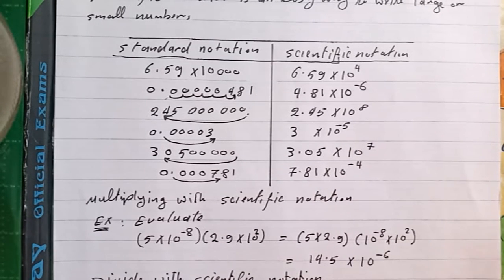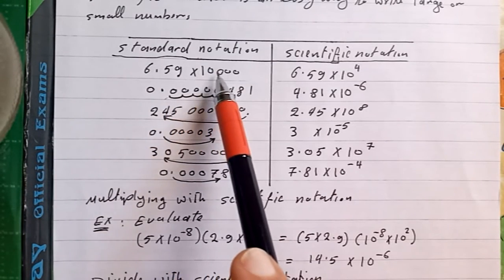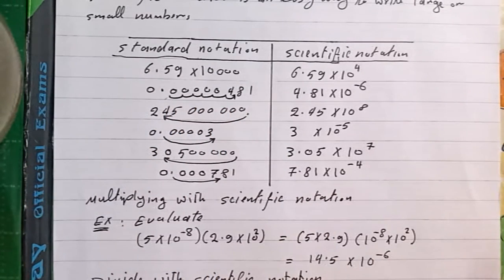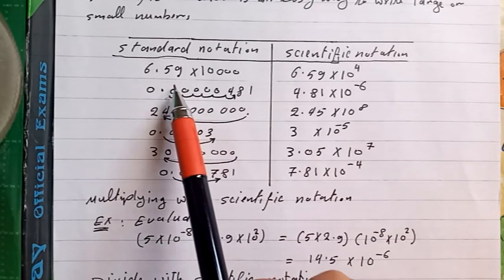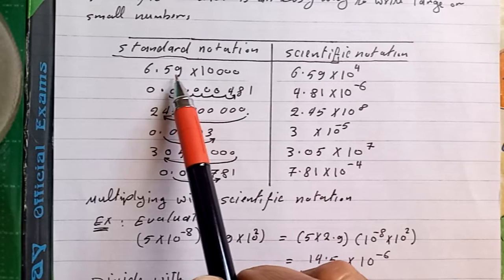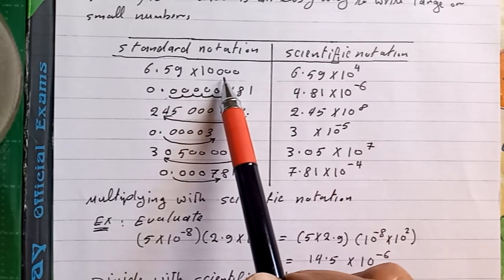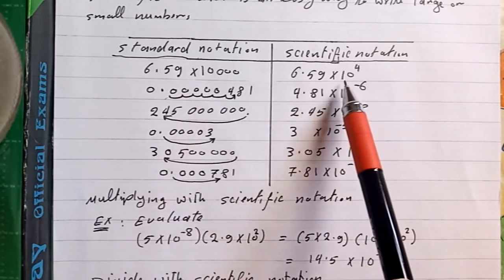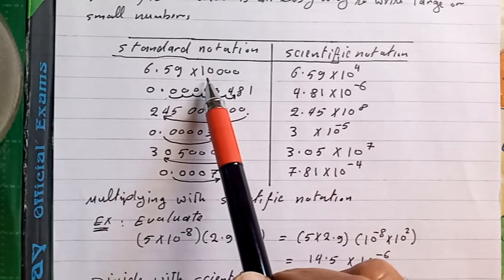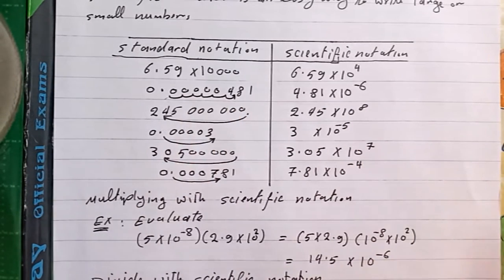Let's take some examples. 6.59 times 10,000. How can I write it in an easy way? You keep 6.59 as the decimal, and then change 10,000 to be 10 to the power 4, because 10,000 is 10 times itself 4 times. 1, 2, 3, 4 zeros. Easy.